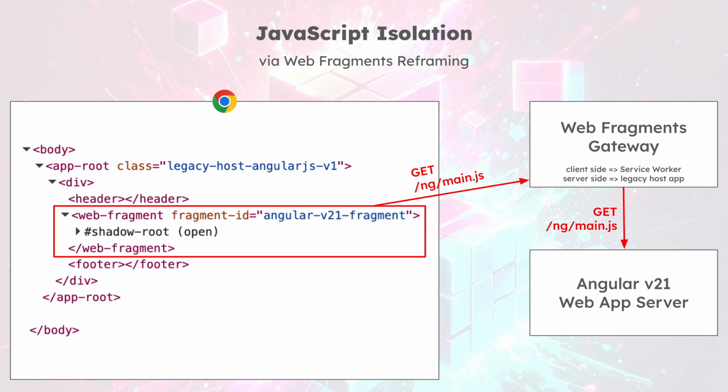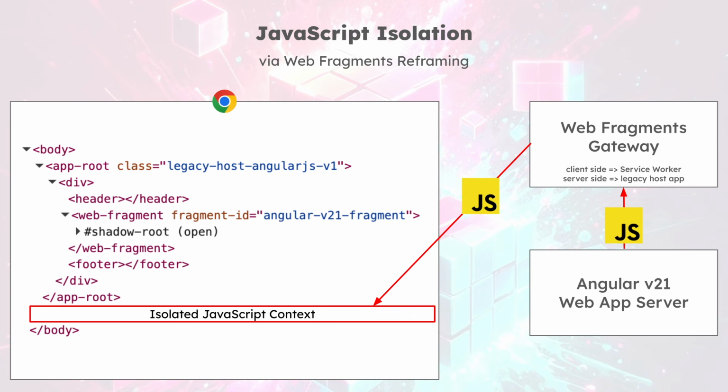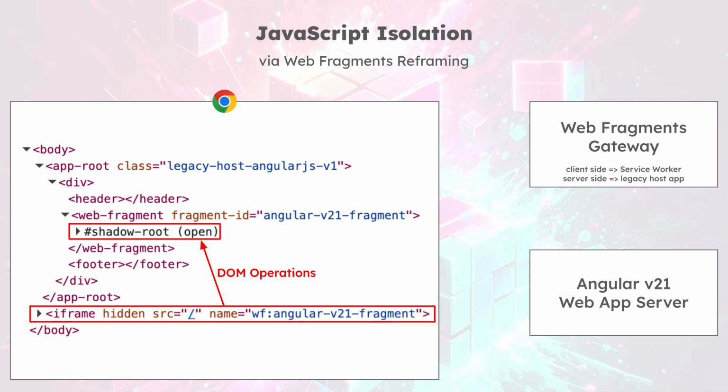The problem is that JavaScript code downloaded by the browser could pollute the global window or collide with the host app. To solve this, Web Fragments creates a dedicated, isolated JavaScript context for each fragment. In essence, the fragment thinks it's running inside its own private document, unaware that it's actually embedded inside a larger application. Under the hood, this is achieved via specialized same-origin iframe. The environment is monkey patched to intercept DOM calls, virtually projecting those updates back to the fragment's shadow DOM in the main window.